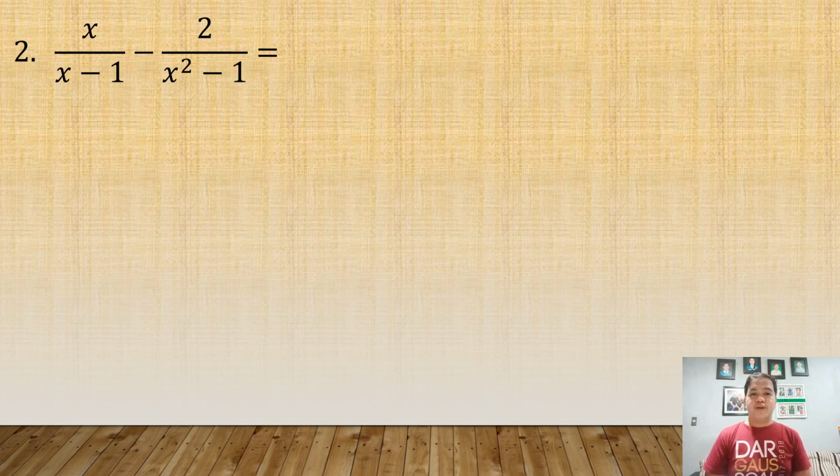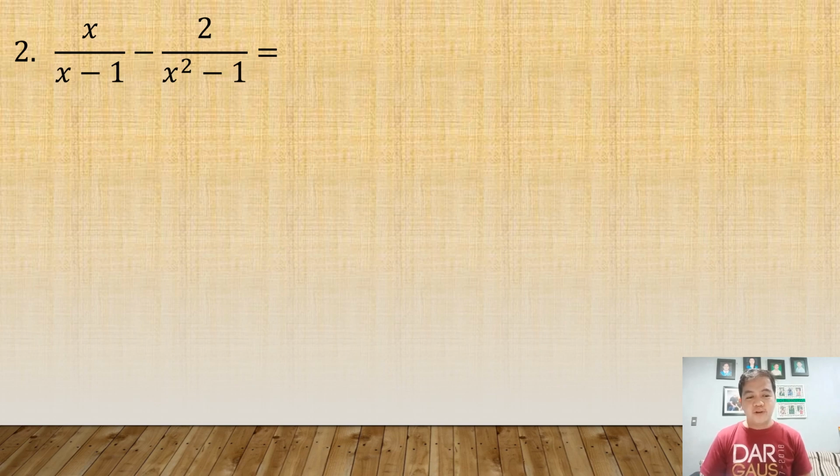Let's proceed to example number 2. So, we have x over x minus 1 minus 2 over x squared minus 1. So, dissimilar pa rin yung ating denominators. Okay, but the question now is, paano na yung pagkuha ng LCD kapag ganyan? Now, unlike yung kanina kasi monomial eh. So, this time, we have a binomial.